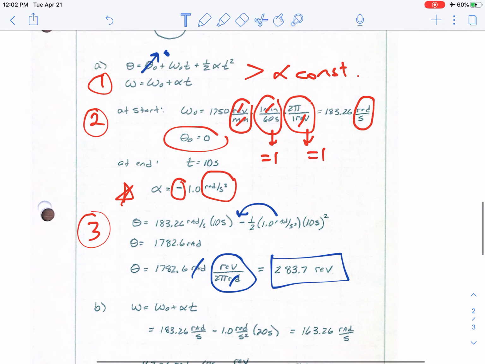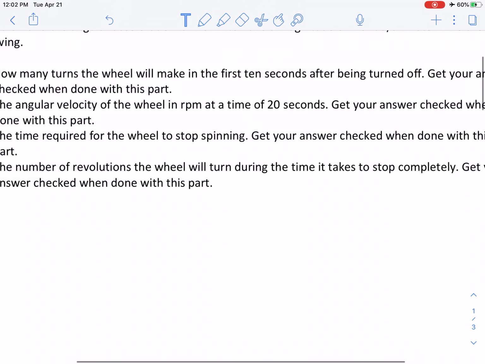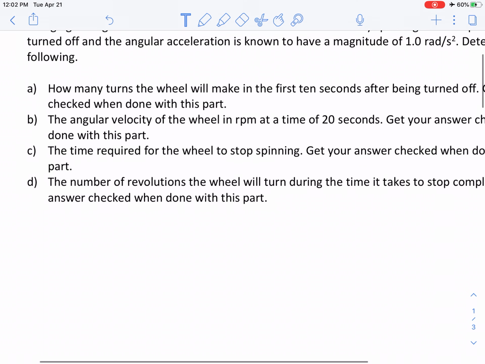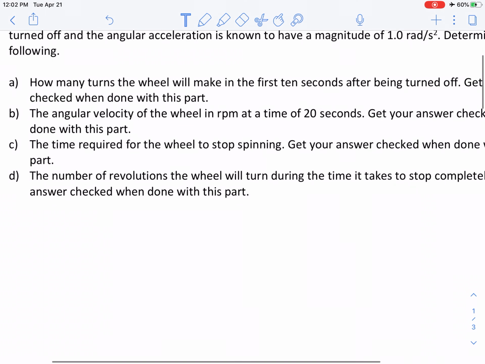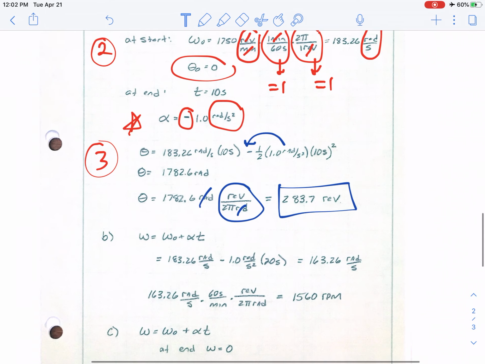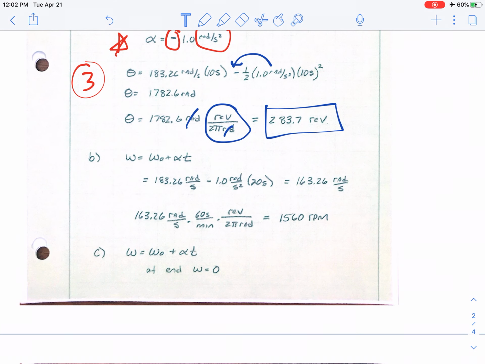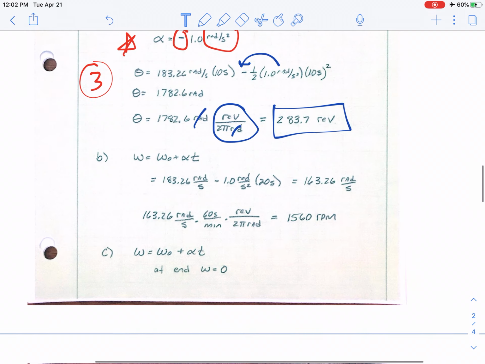So this is part A, and part B, let's go back to the problem. The angular velocity of the wheel in RPM at a time of 20 seconds now, not 30, not 10. So let's find that out. We are starting with the second equation, the velocity equation, and again we are using the SI units for omega 0, as you can see here. And that negative sign again for the acceleration, alpha times t, but we're using 20 seconds for time. And checking your units, you should get radians per second because that's what omega is in SI units.